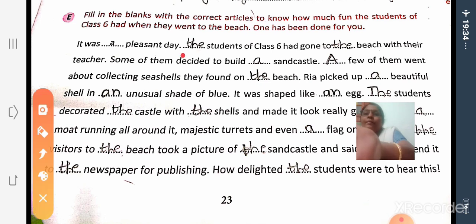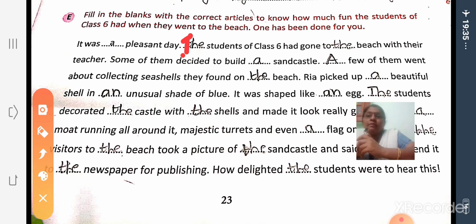Full stop. Then the students of class 6 had gone to the beach with their teacher. Then some of them decided to build a dash sandcastle. Build a sandcastle. A few of them went about collecting seashells they found on the beach. Ria picked up dash beautiful shell. Picked up a beautiful shell in an unusual shade of blue. It was shaped like an egg.